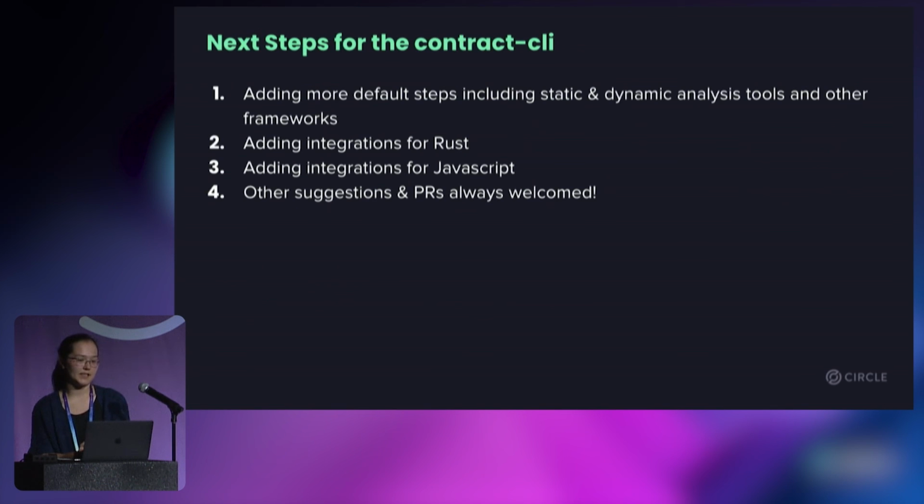There's lots of extensions possible, and we absolutely welcome new pull requests. In terms of next steps for the contract CLI, there's still quite a few features we'd like to add. First up is probably adding some more default steps, including for static and dynamic analysis tools, integrating with other frameworks such as Foundry or alternatives, and we would also be interested in adding steps to help with non-EVM contract development. We'd also like to add Rust and JavaScript integrations, since although we started with Java, we'd also like to support those. Other than that, we always welcome suggestions, or if you'd like to implement it yourself, you're more than welcome to put up a PR.